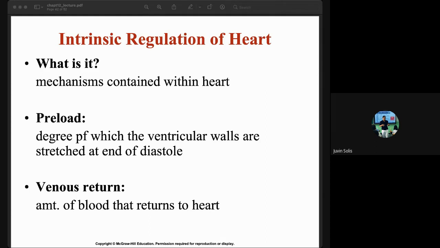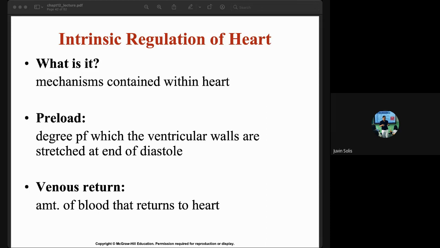Preload, the degree to which the ventricular walls are stretched at the end of your diastole. Your venous return, the amount of blood that returns to your heart. Okay? So if venous return increases, your cardiac muscle will have a greater force, which can cause an increase in the blood volume of the heart, which again increases the stroke volume.